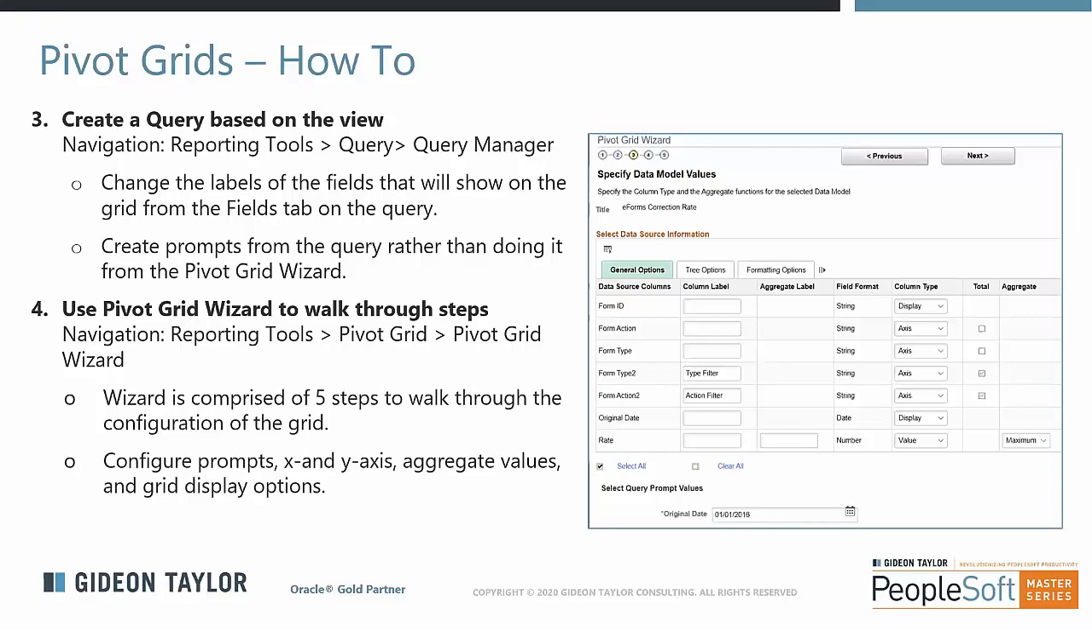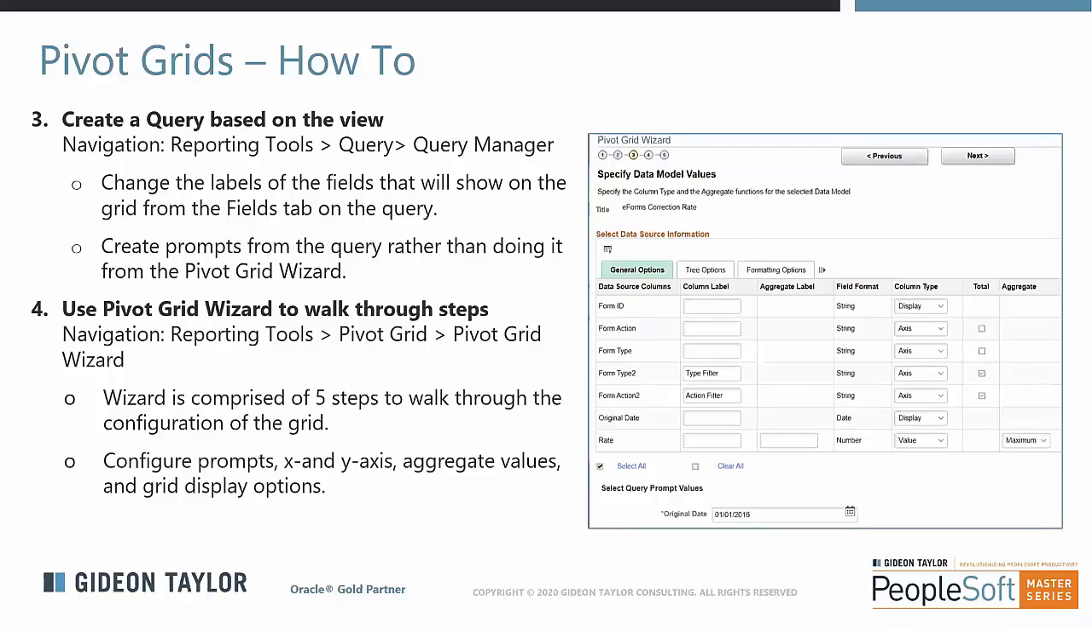And then I put the navigation there for everyone through reporting tools and then query manager. A couple things that you can do on the query. This is a great place to change the labels of the fields for how you want them to show using the fields tab from query. And then this is also where we created the prompts that should be showing on the query, and then you'll have a chance within the next step to then say if you want to use them or not. But we did create them from the query.